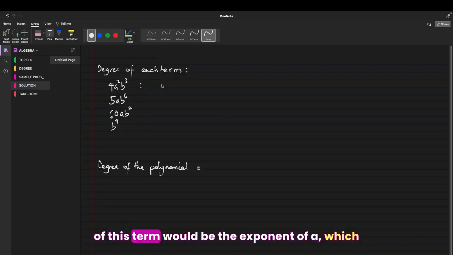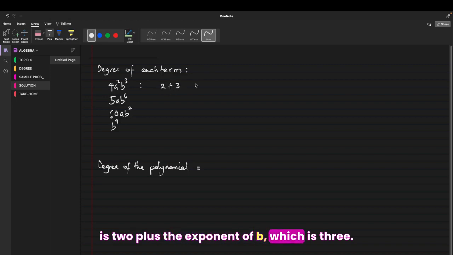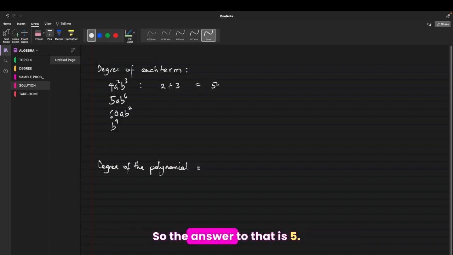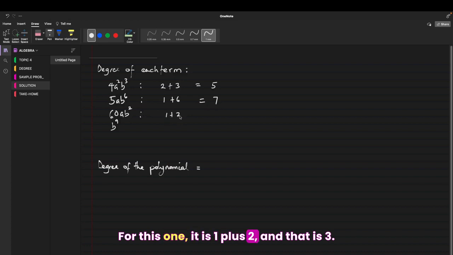The degree of this term would be the exponent of a, which is 2, plus the exponent of b, which is 3. So the answer to that is 5. For this one, it is 1 plus 6. That is 7. For this one, it is 1 plus 2. And that is 3. And for this one, it's just 9.